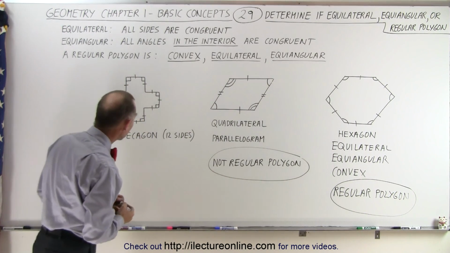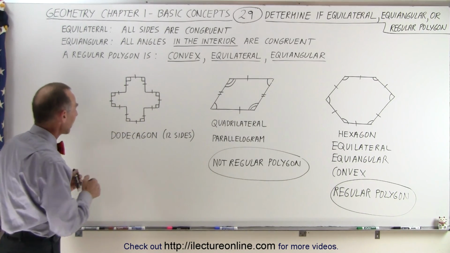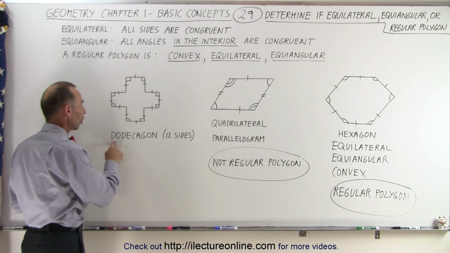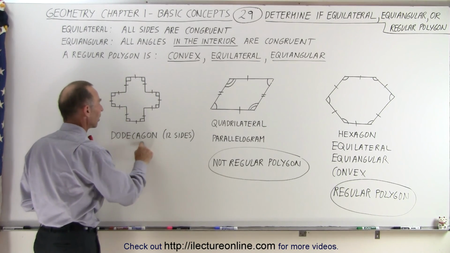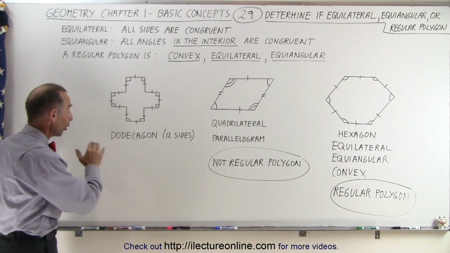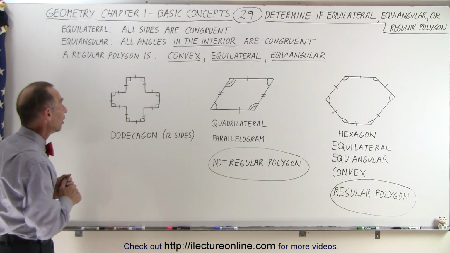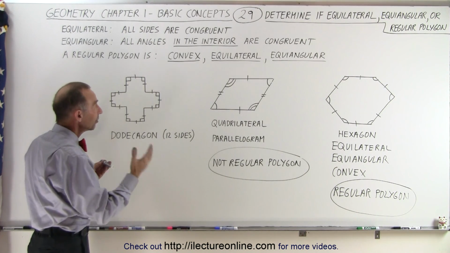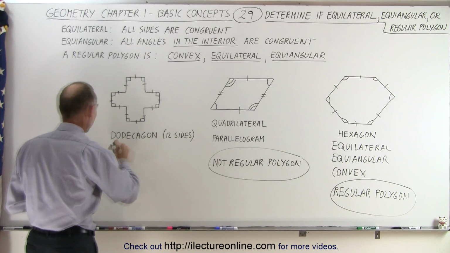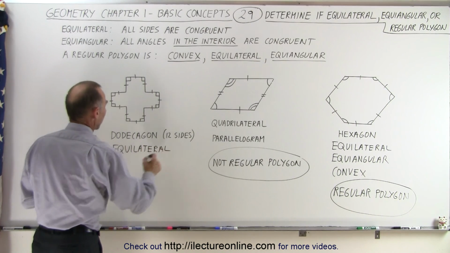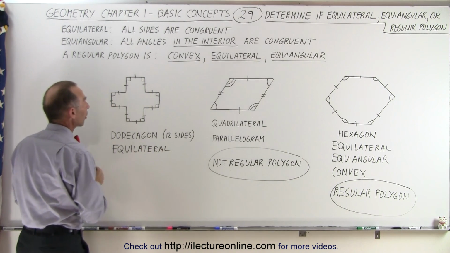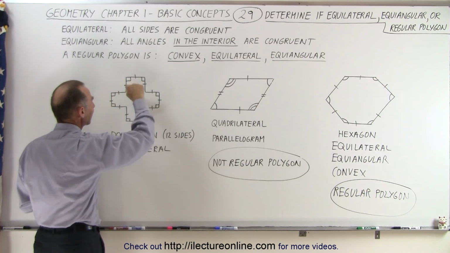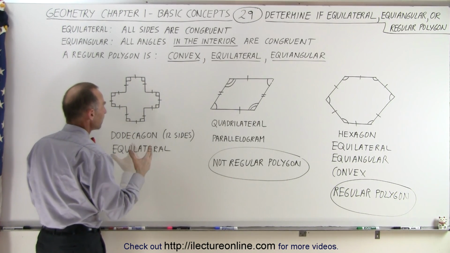And then we come over here. This is kind of a strange figure. Notice it has 3, 6, 9, 12 sides, so therefore it's called a dodecagon. Whoa, that's hard to pronounce, isn't it? A dodecagon, 12 sides. Notice that all sides have the same length, therefore it is indeed equilateral. And all interior angles are the same. So 1, 2, 3, 4, 5, 6, 7, 8 interior angles that are the same.